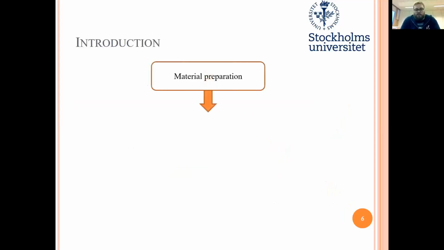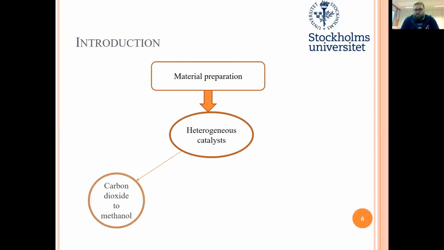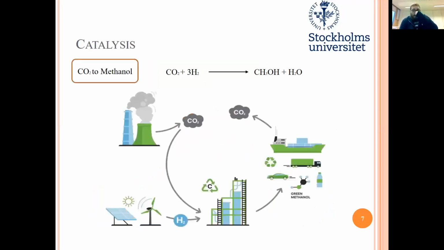In my work, what I do is prepare materials that I use as heterogeneous catalysts, and I apply them to different reactions. One of them is the carbon dioxide to methanol reaction, in which we transform CO2 with a reaction of hydrogen and produce methanol. So it's a hydrogenation reaction. And a second set of reactions is biodiesel production, which goes through a transesterification reaction that I'll show you after.